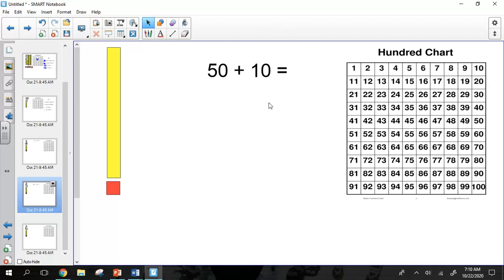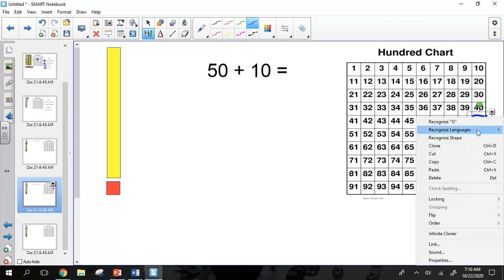So our problem right here is pretty simple. 50 plus 10. These are multiples of 10. So let's just look at the 100 chart and think about how we could use this. So this is just like 10 more. If I have 50, I know I'm going to add 10 more. So I count all those 10 off and I land.